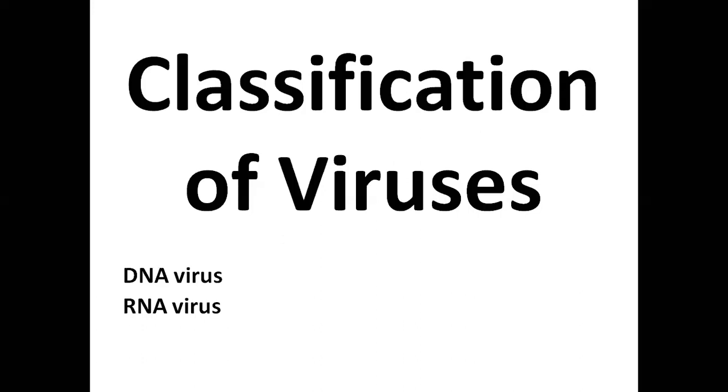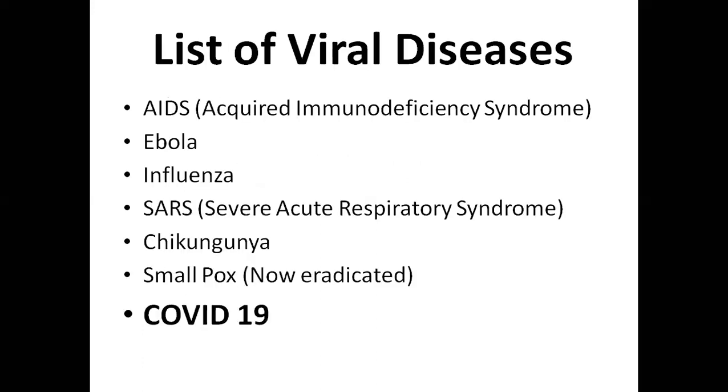That was all about viruses. More detail than this is not required. That's it. A list of some viral diseases: COVID-19, top of the list. Then we have AIDS, Ebola, influenza, and you must have heard the name of chikungunya as well. Okay.